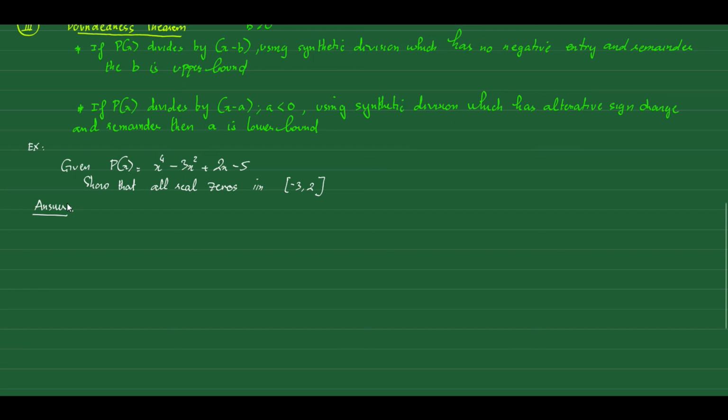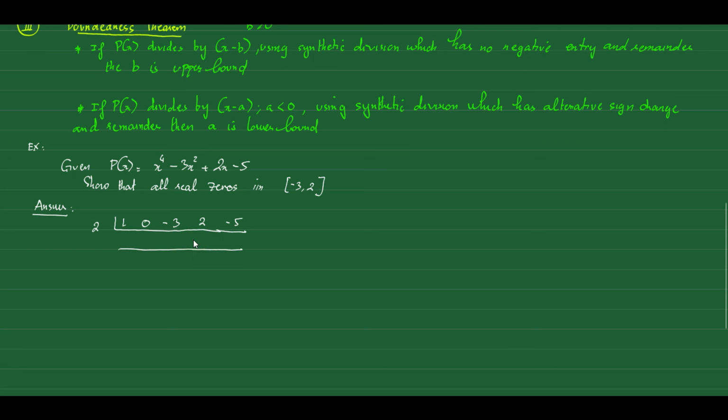So let's do synthetic division for negative 3 and 2. First let's check 2, because it's the upper bound candidate. The coefficients are 1, 0, negative 3, 2, negative 5.